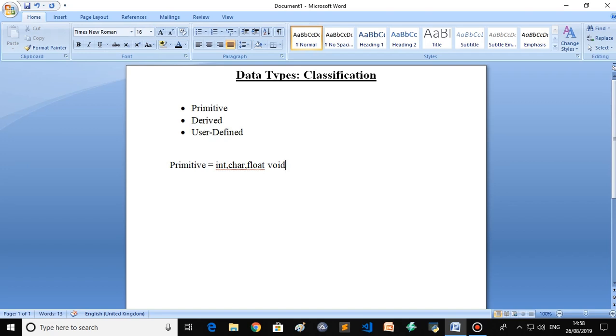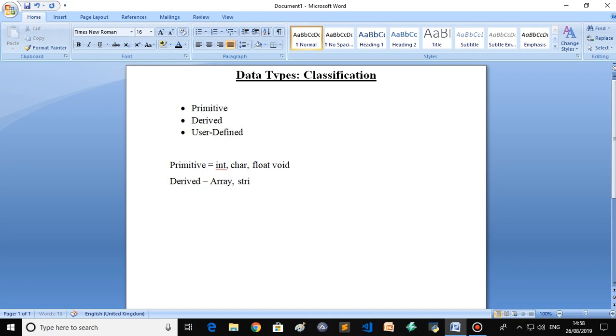So what are the different types of data types? If you say int and float, they are data types, but they are just the classification. Generally there are three types of data types: one is primitive, one is derived data types, and one is user defined data types. So there are three types of data type, and these can be further classified in many ways.